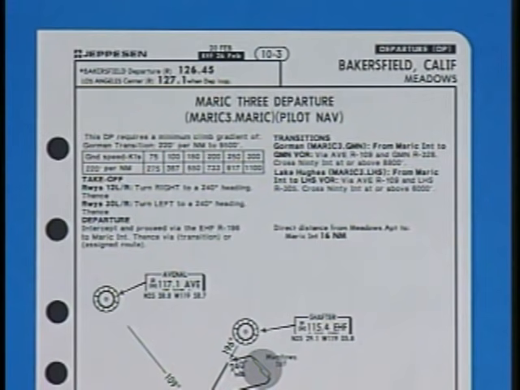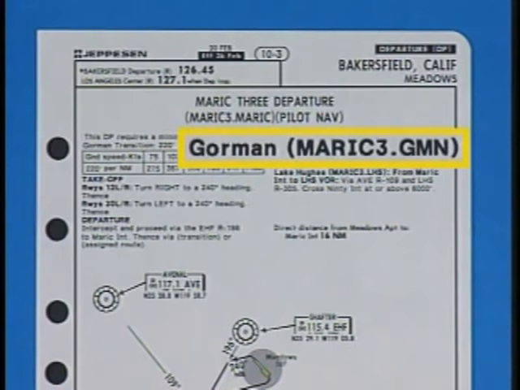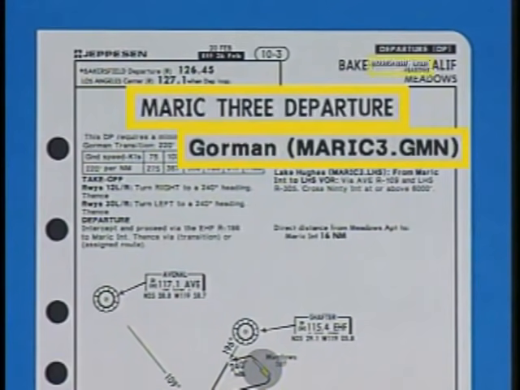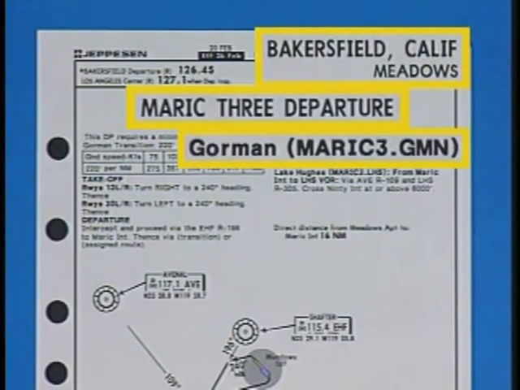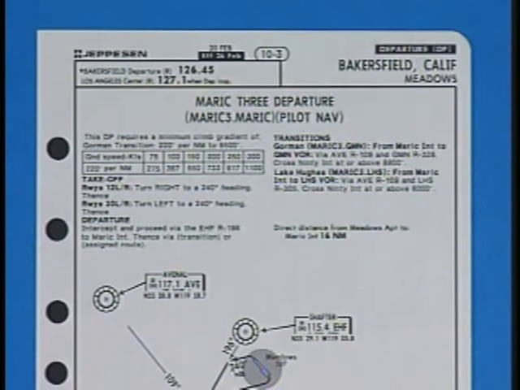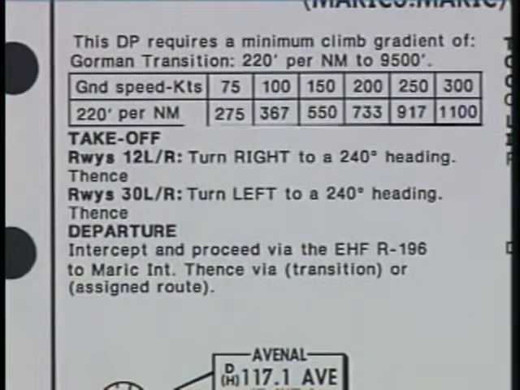For example, let's take a look at the Gorman transition of the Merrick 3 departure at Bakersfield, California. To fly this pilot nav departure procedure, first look at the takeoff information for the runway in use. In this case, as soon as you take off from runway 12 left, you're required to make a right turn to a heading of 240.